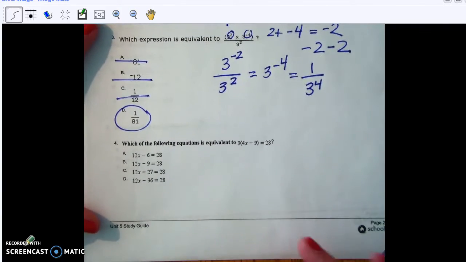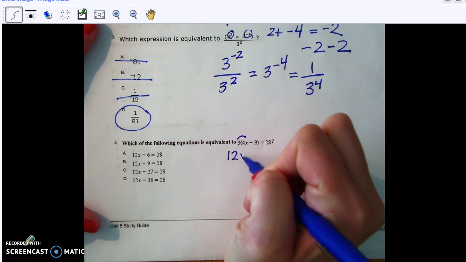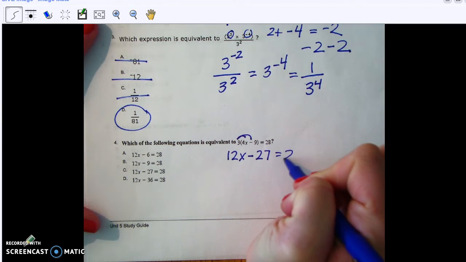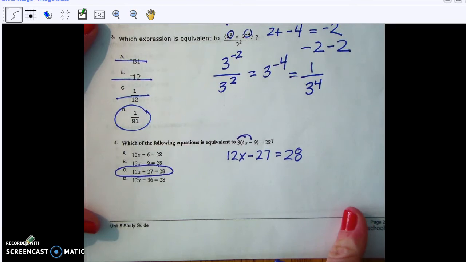Number 4, which of the following equations is equivalent? Again, I'm going to distribute. 3 times 4x is 12x. 3 times negative 9 is negative 27 equals 28. 12x minus 27 equals 28 would be C.